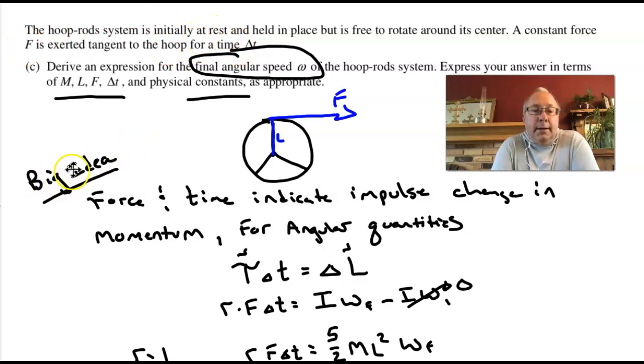And the big idea here that we've learned is that forces for times indicate an impulse, or a change in momentum of the system. Since we're dealing with an angular system, the expression for an angular impulse is torque times delta t equals the change in the angular momentum. So when you apply a force or a torque out here at the end, you're going to change the angular momentum. If it was F and theta, then we could think about changing the angular kinetic energy. But in this case, it's F and t.